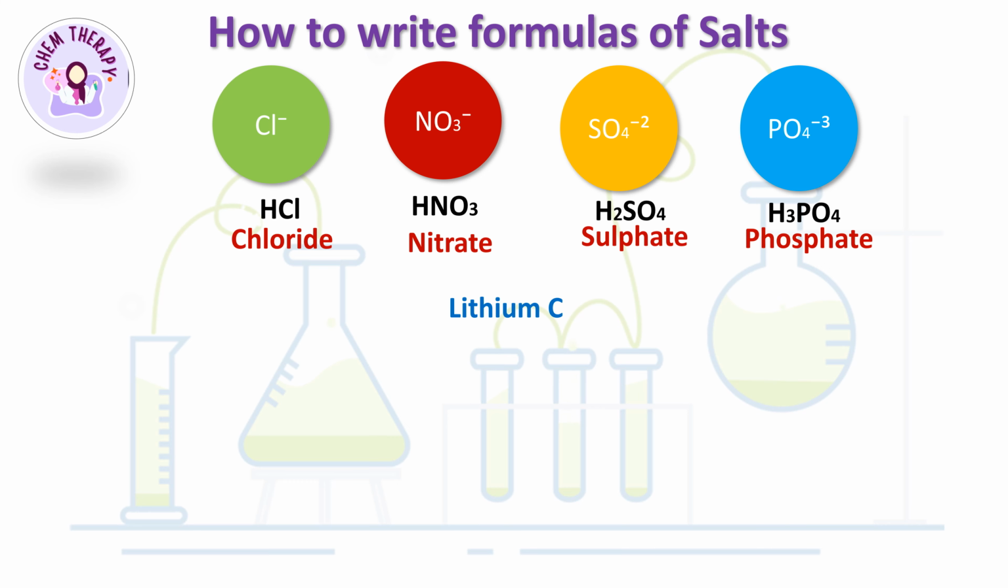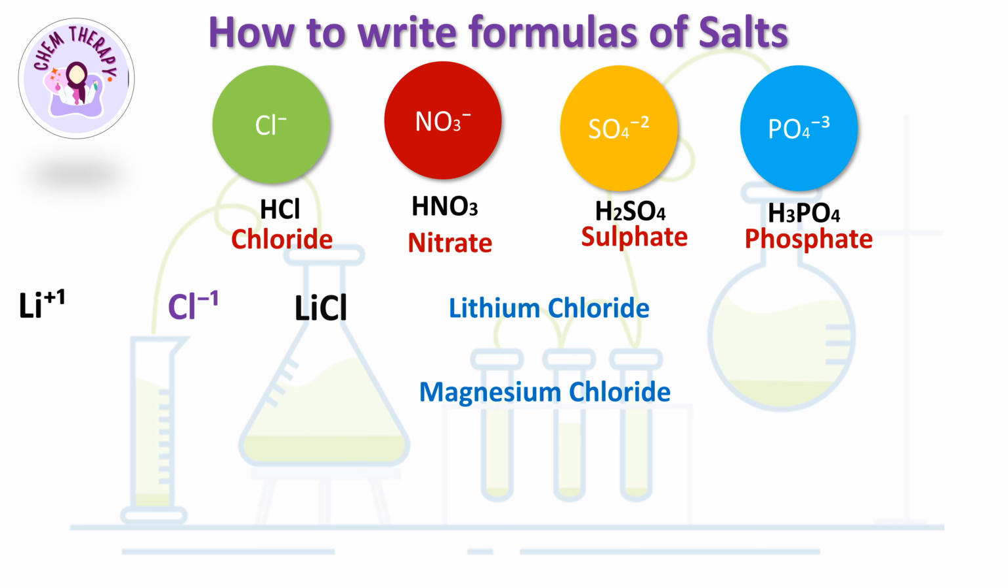Let's write the formula for lithium chloride. The charge on the lithium ion is +1, as it is a member of group 1 of the periodic table, while the charge on the chloride ion is -1. The negative and positive one balance each other out. Hence, the formula of lithium chloride is LiCl. Let's practice on a few more salts.